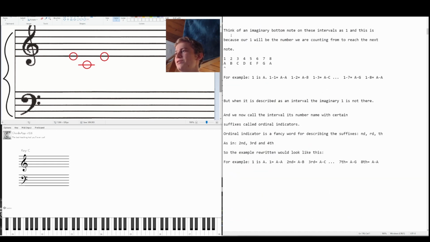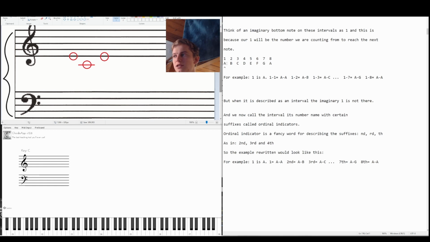Okay, so think of an imaginary bottom note on these intervals as 1. And this is because 1 will be the number that we are counting from to reach our next note. So I'm going to be using A as 1. Okay? So for example, I'm going to say 1 is A, 1 to 1. We're going to look here, and we're going to go from the 1 to the 1, A to A.